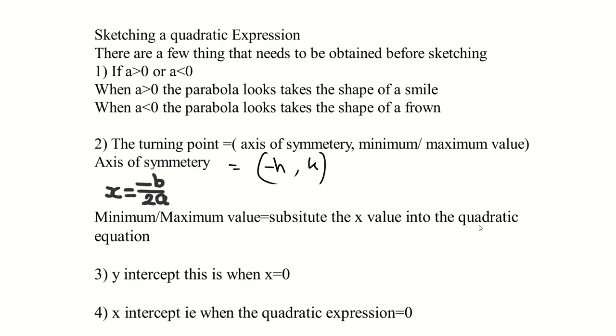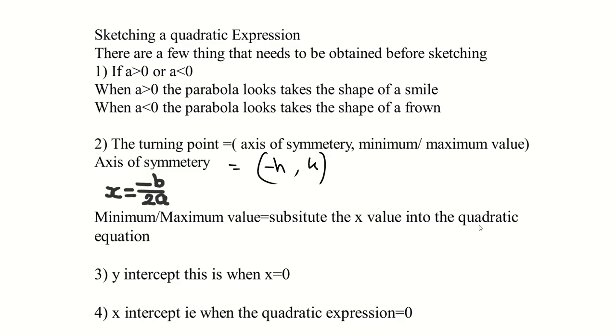Sketching a quadratic expression, there are a few things that you need. One, if a is positive, that means more than 0, the parabola, which is the shape of your quadratic curve, looks like a smiley face. If it is negative, it looks like a frowning face. From that, we know that if it is a smiley face, your turning point is a minimum point, and if it is a frowning face, your turning point is a maximum. The turning point is your axis of symmetry and your minimum or maximum value.